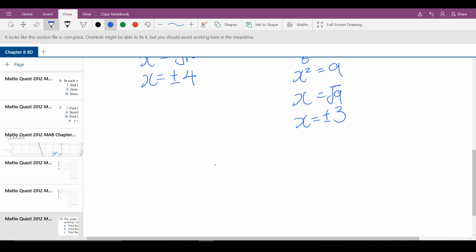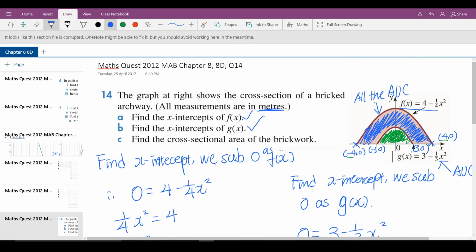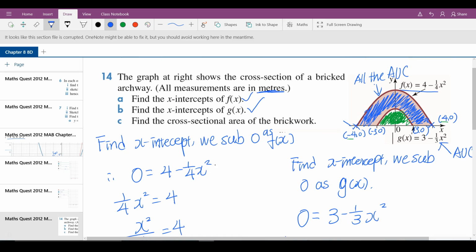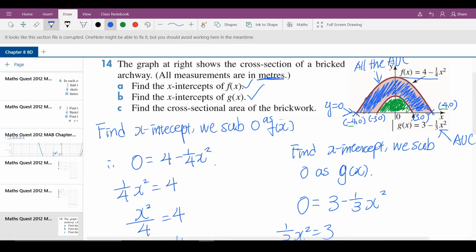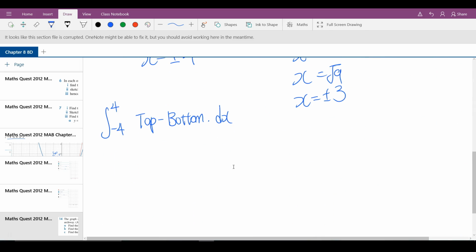So from -4 to 4, it is always top minus bottom. And some of you might wonder, where's the bottom function? Remember, the bottom function is y equal to 0, which is the x-axis. That's your bottom function. Because we are still looking for area between two curves, which is our f of x and y equal to 0, between these two lines.